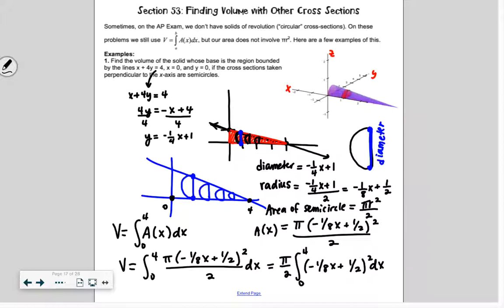Okay, so when we do this, we do our math 9, so we get 0 to 4. I'm going to have my negative 1/8 x plus 1/2, and I'm going to square it, and then I'm going to multiply by that pi over 2. So I believe we should get pi over 6 as the answer.